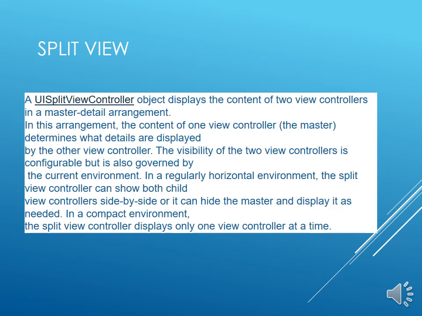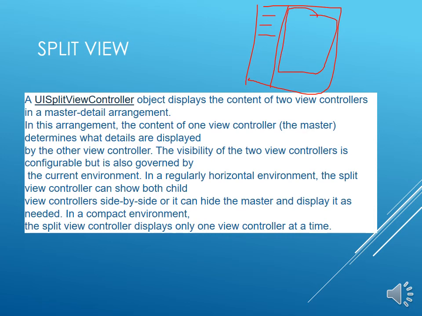Next we have a UISplitViewController. This object displays the content of two view controllers in a master-detail arrangement. In this arrangement, the content of one view controller determines what details are displayed by the other view controller. It means that this page will decide what is shown here. For example, if I have a split view, right? If we have buttons over here, then on clicking these buttons, it will change the data over here.